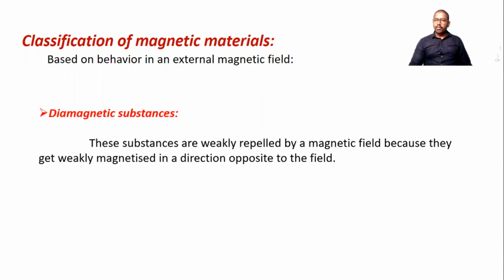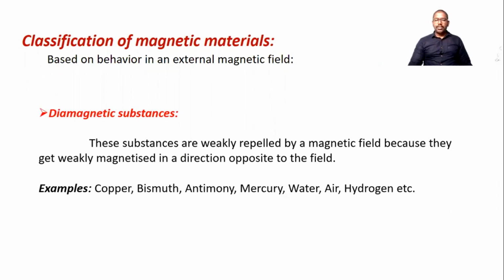Based on the magnetic properties, we are classifying the material into three categories. Means if we place a substance in magnetic field and they are weakly repelled, then they are coming under diamagnetic substances. The examples of diamagnetic substances are copper, bismuth, antimony, mercury, water, air, hydrogen, etc. Many examples we can give.